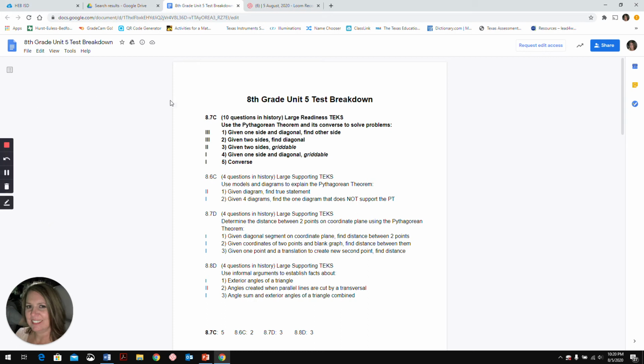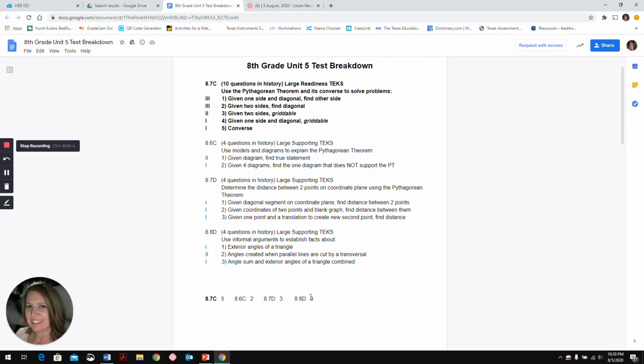We can see that there's one readiness TEKS in this unit, so we know we need several questions over the readiness TEKS. And in this case, each of the supporting TEKS have been asked 4 times out of 5 years. So apparently the state considers all of these to be quite important as well. Well, that gives us some good information. So when we make an assessment, while we want to have more questions over the readiness TEKS than anything else, we also need to have plenty of questions on the supporting TEKS. And in this case, they're pretty evenly split among all 3 of those supporting TEKS.